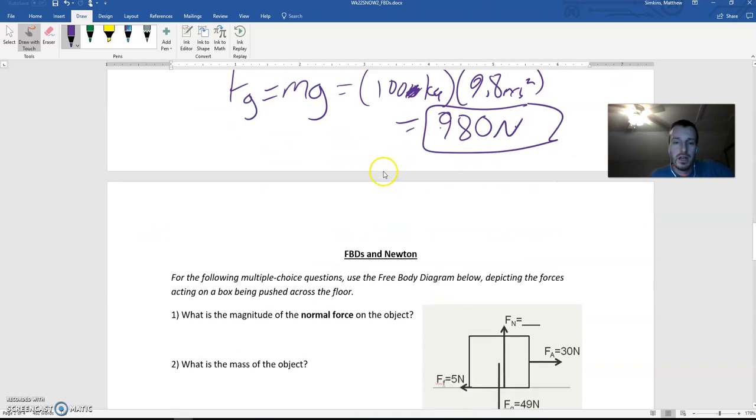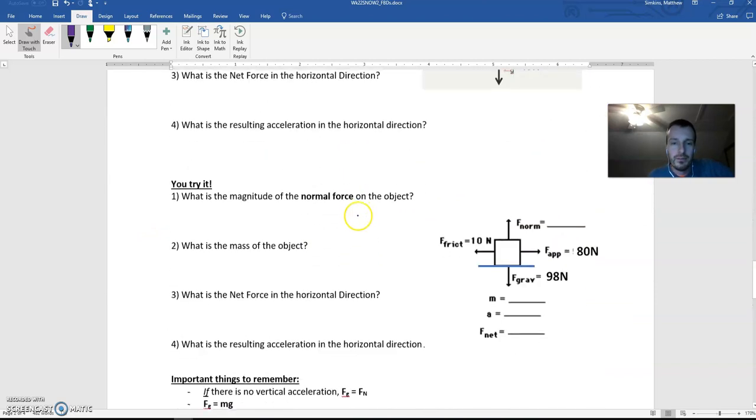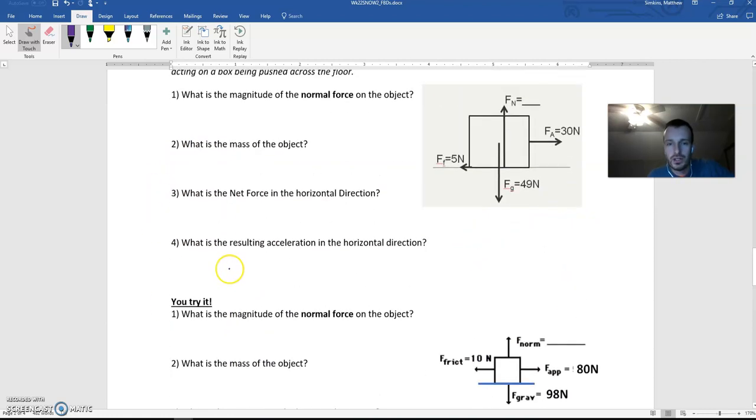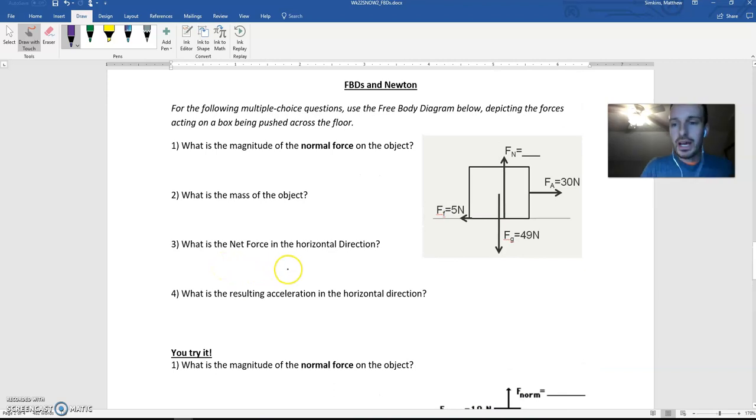Here's what I want you guys to do today. I want you to turn in this problem. You try it. I want you to label this free body diagram and answer these 4 questions. So pay close attention right now. I'm going to show you how to do one and then follow the same steps and submit that to the Canvas assignment today after you do that.